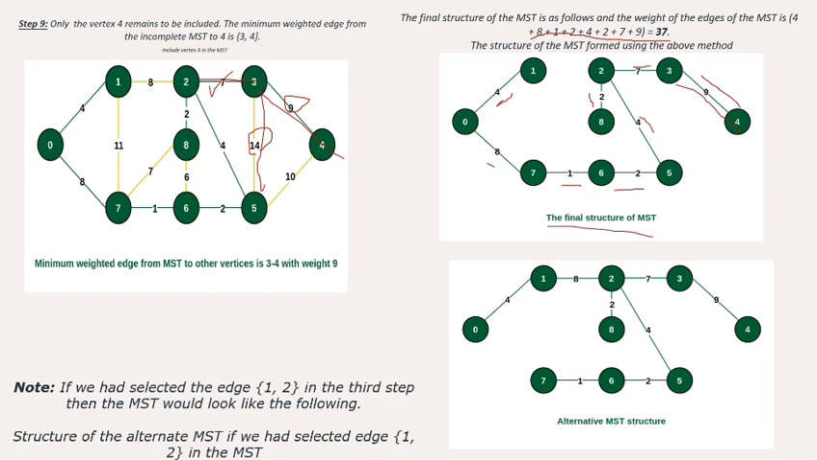You can even have an alternative MST structure, that is, this 0 can even go to 1, then to 8, to 2, then 4, then to 2, then 6, from here, then to here. If you have selected the edges 1 and 2 in the third step, the minimum spanning tree would look like the alternative minimum spanning tree structure.